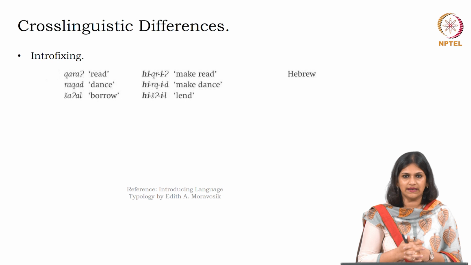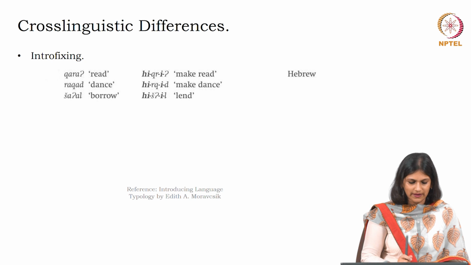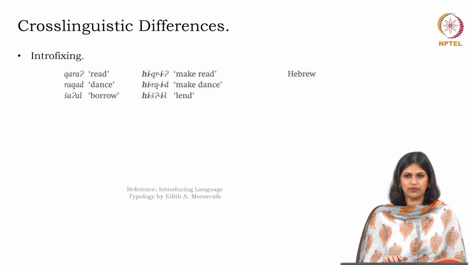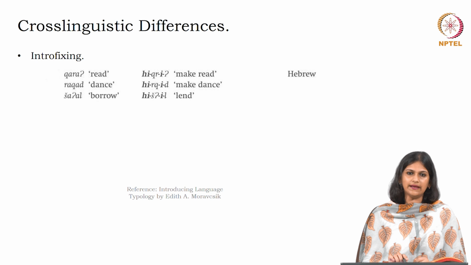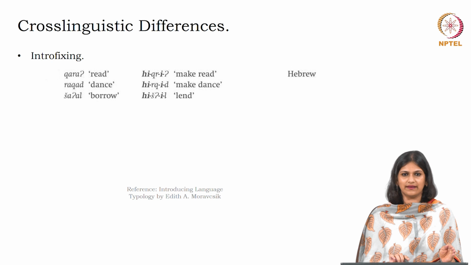So in introfixing, what happens? Look at the data, it's very interesting. This data comes from Hebrew. Here, look at the Hebrew word for read, and the Hebrew word for make read. Look at the Hebrew word for dance and the Hebrew word for make dance, and the Hebrew word for borrow and then the Hebrew word for lend, that means to make borrow or something like that, right? Here, not only is the affix broken into two parts, but also the main word has been broken, and some part of the main word is also missing.